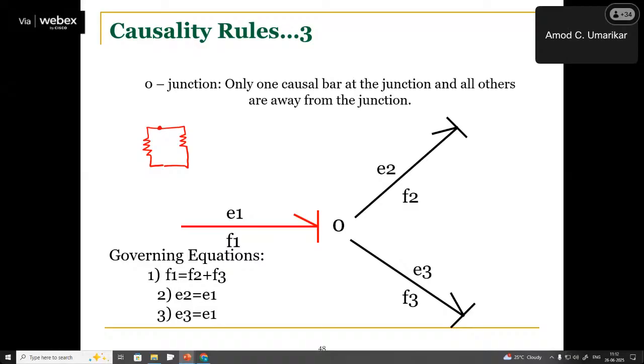Right? Parallel connection. So if I say that there is a causal bar at the zero junction on one side, exactly at the zero junction, what does it mean? Something is applied effort here. For example, if voltage, it's a voltage source.